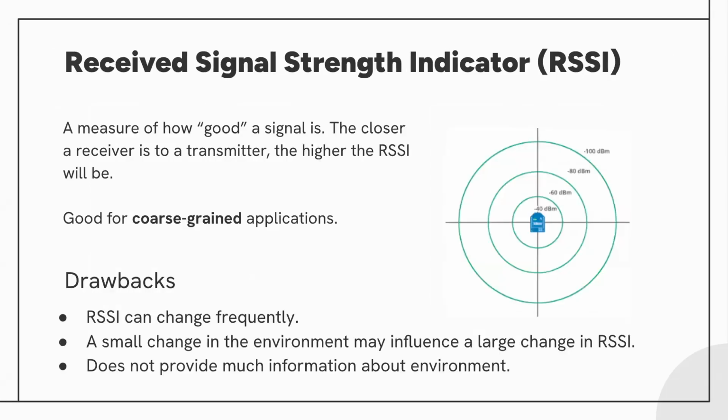Another metric we can use for localization is received signal strength indicator, or RSSI. This is a value that says essentially how strong a connection is. If there's less obstruction or closer distance between access points, you'll have a higher value. While this is useful more for coarse-grained data, it does not provide a lot of information about the environment as a whole, and it therefore is not always good for indoor localization.